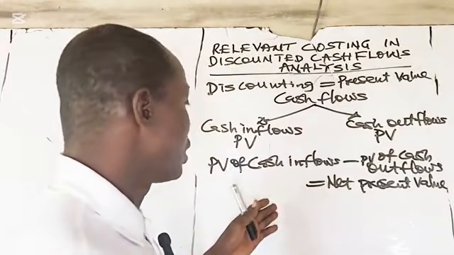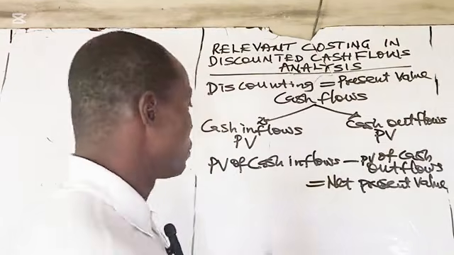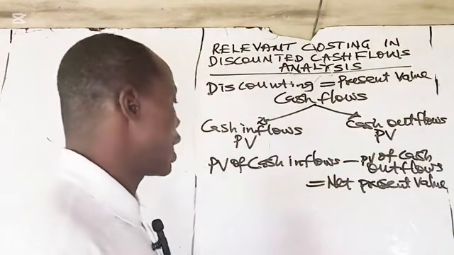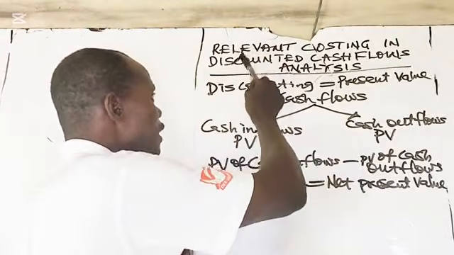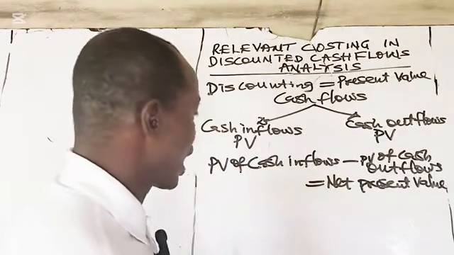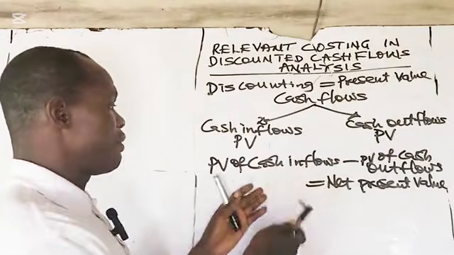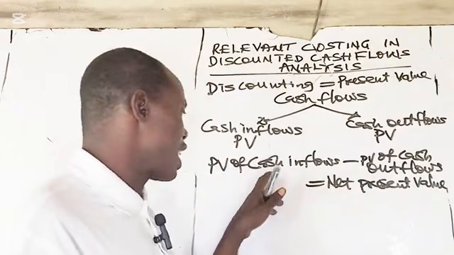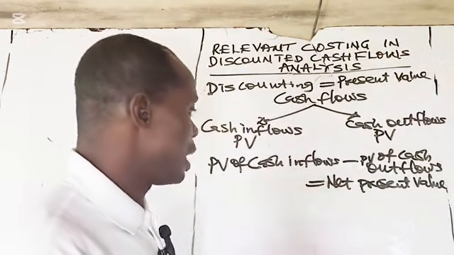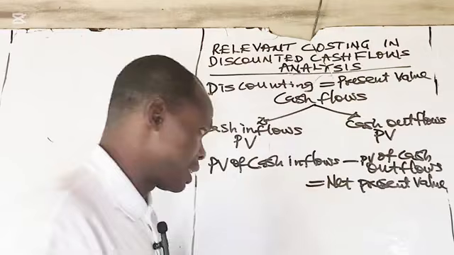I've examined the calculation of net present value in my earlier video. I will deepen into the calculation of net present value after I've explained the relevant costing in discounted cash flows analysis. So the net present value, I said, is the difference between the present value of the cash inflows and the present value of the cash outflows. That is net present value.